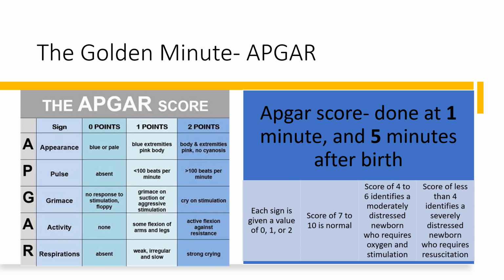It said 7 to 10 is normal, 6 is even not horribly, depending on who you listen to. But 4 to 6, something that we usually need a little bit extra, and then less than 4, we're going to get deep into our resuscitative measures.